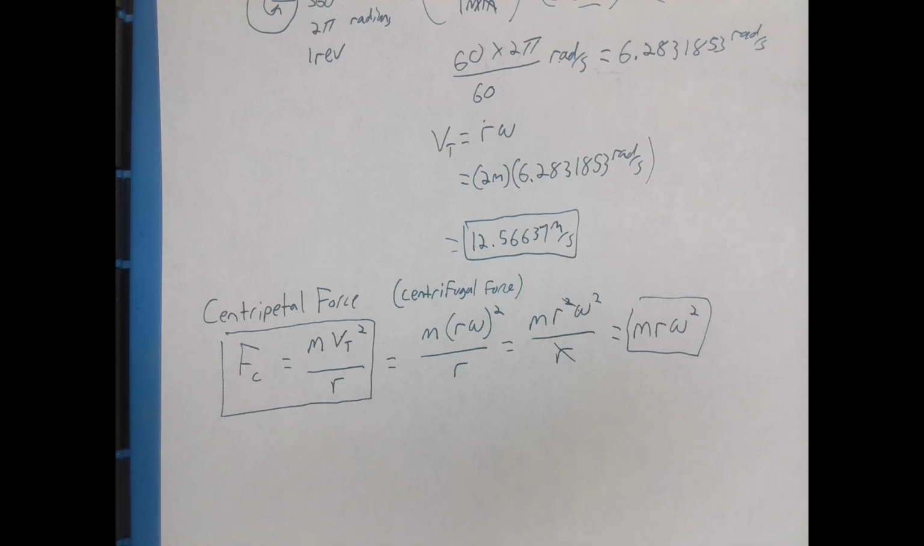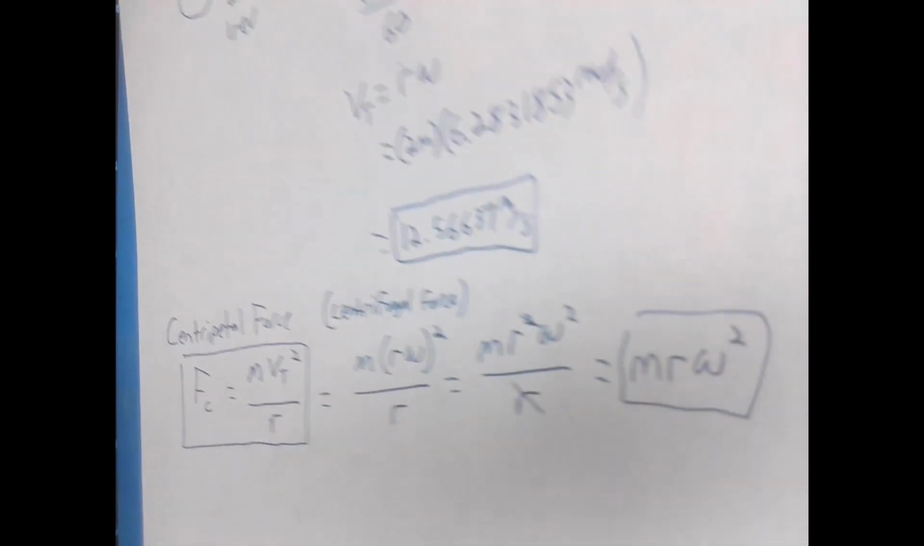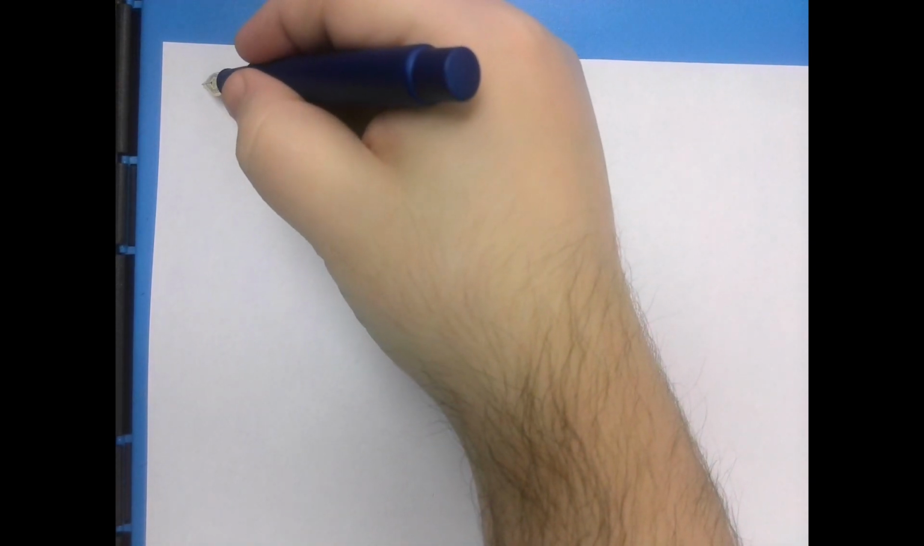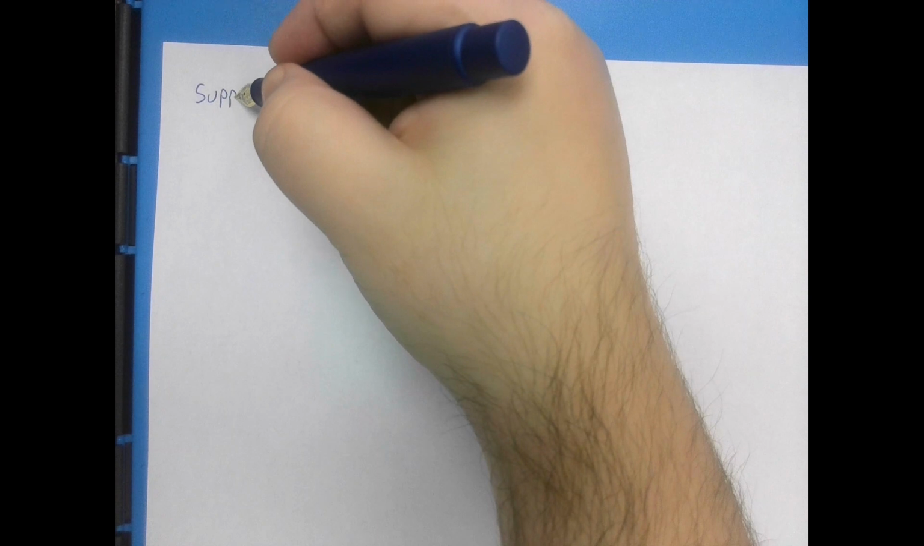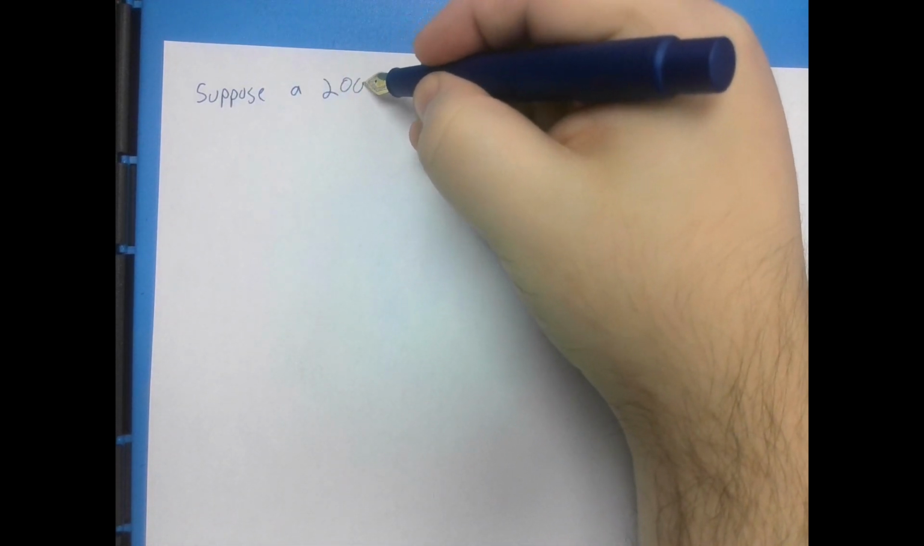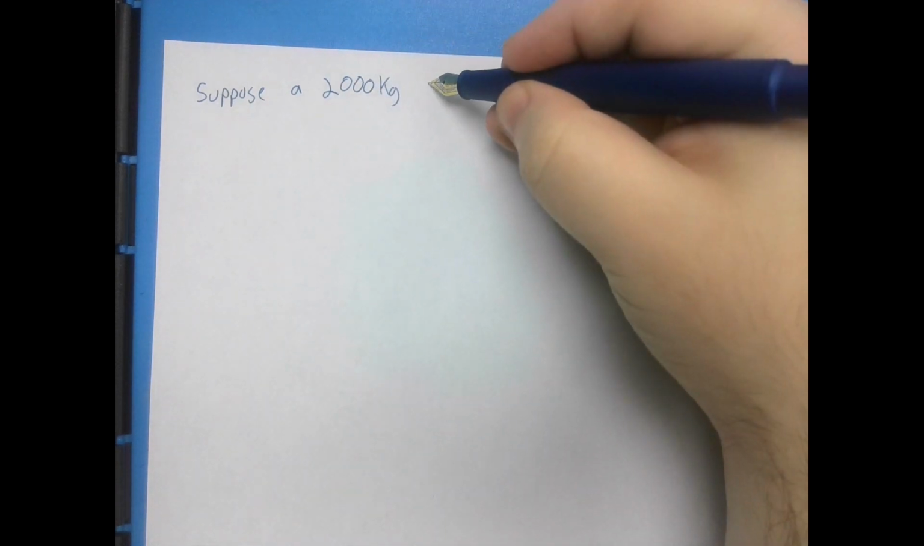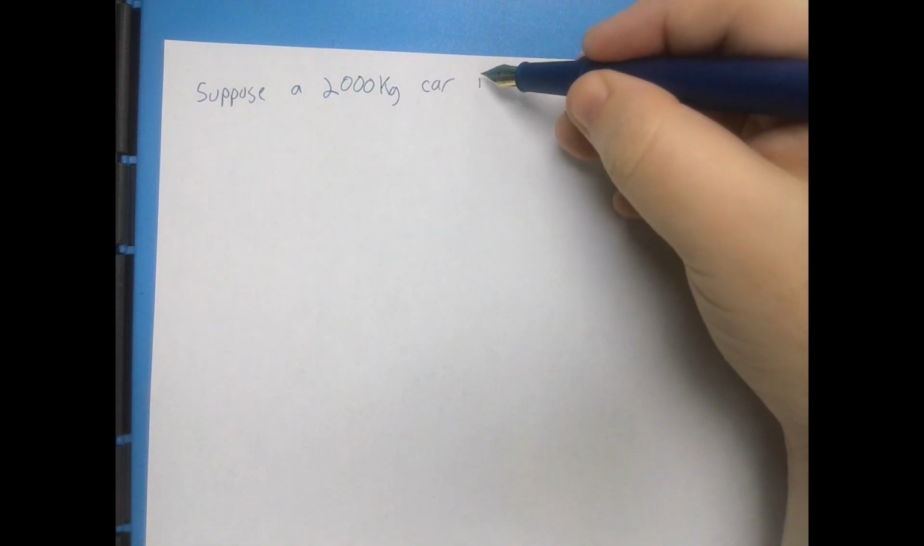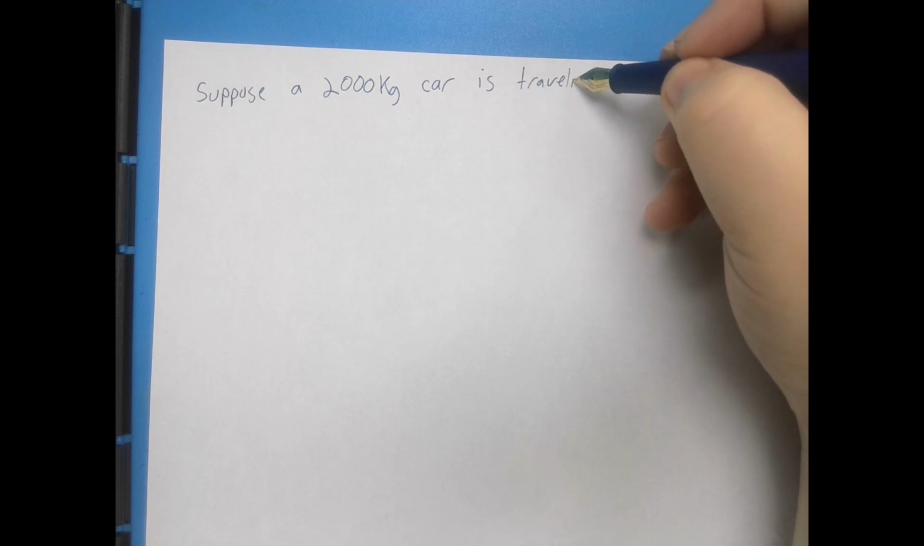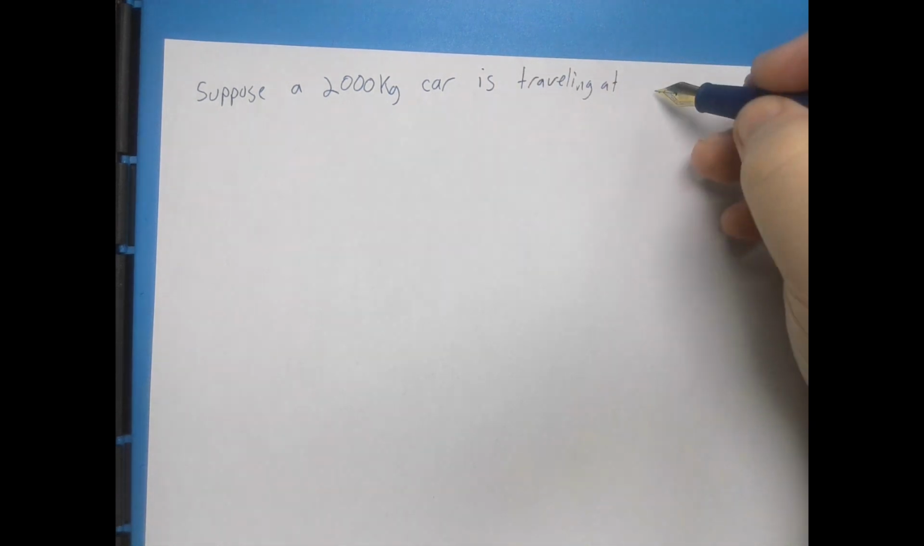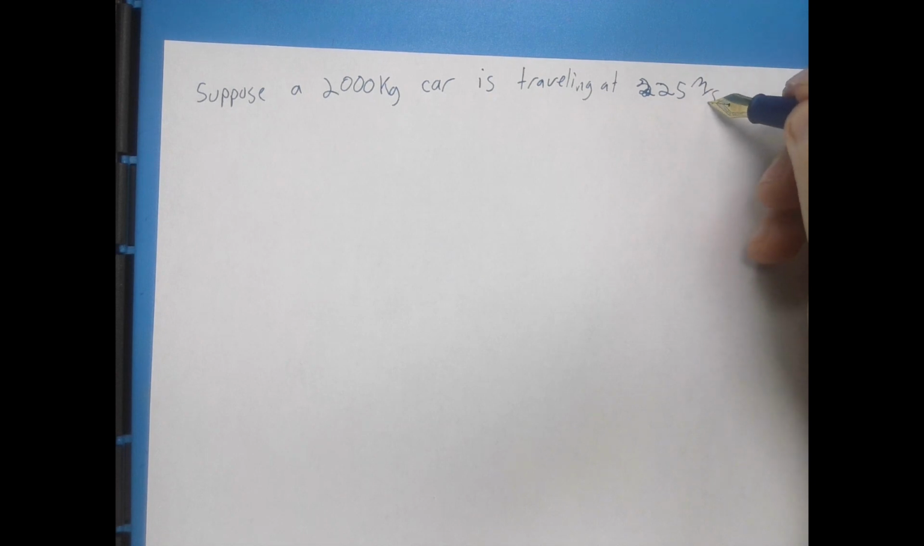So let's do a few examples using centripetal force. Suppose a 2,000 kilogram car is traveling at, let's make it 25 meters per second.